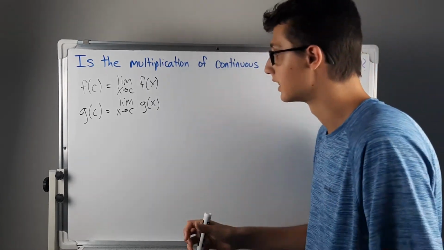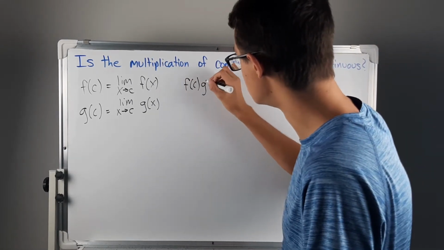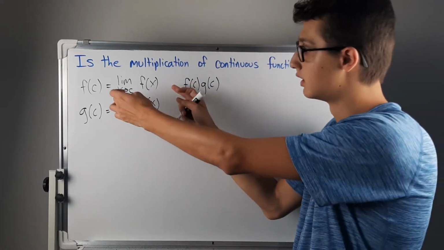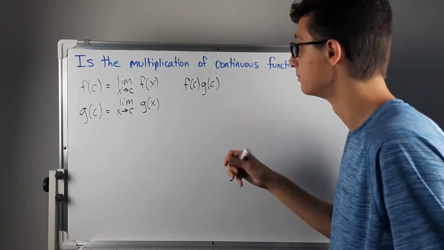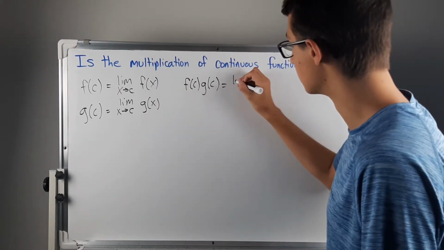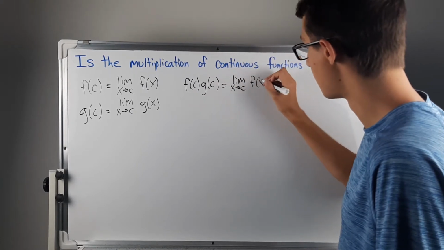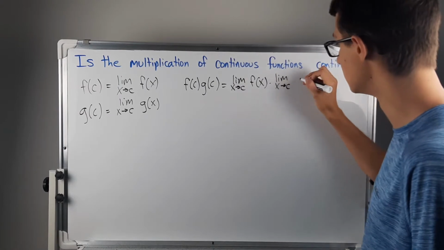Now if we multiply them together, we get f of c times g of c. Well, we can simply make a substitution, substituting f of c for its limit and g of c for that limit. So then what we get is the limit as x approaches c of f of x multiplied by the limit as x approaches c of g of x.